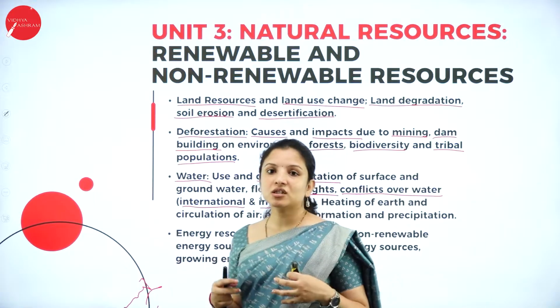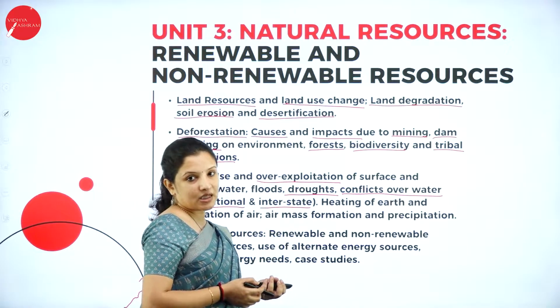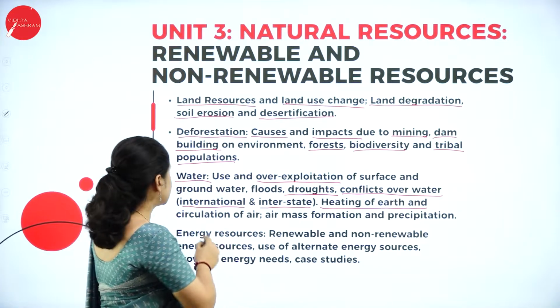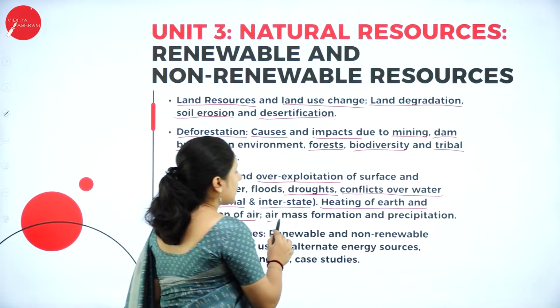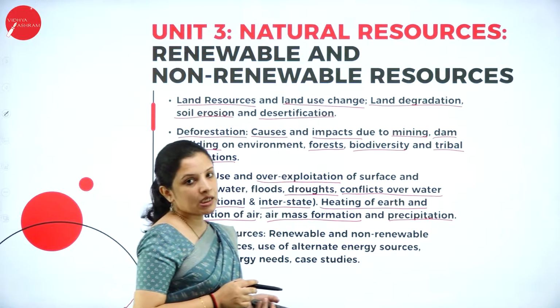And how the earth is getting heated because of deforestation, the earth also is getting heated. So how the heating of the earth is occurring, we shall study about the circulation of air, we shall study about the air mass formation, and we shall study about the precipitation, that is the rainfall.